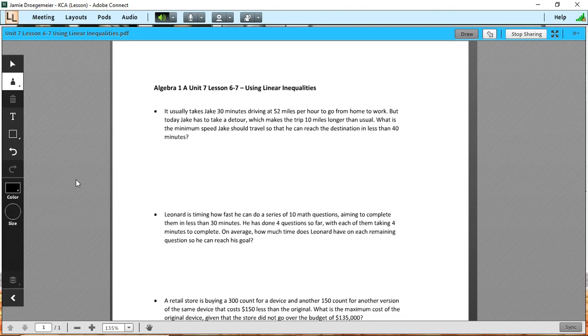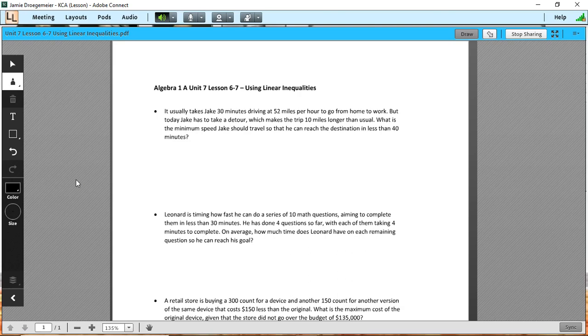Today we are in Unit 7, looking at lessons 6 and 7 using linear inequalities. We've been talking about how we set up linear inequalities and how we solve them. In this particular lesson, we're looking at how we can apply them in real situations. So we'll just jump into this first problem.